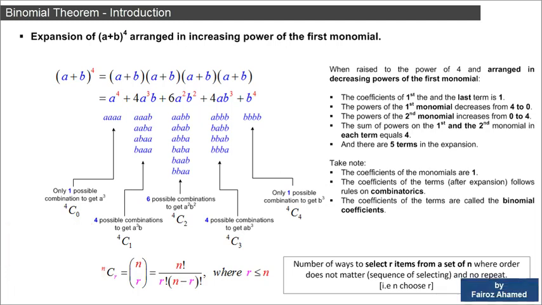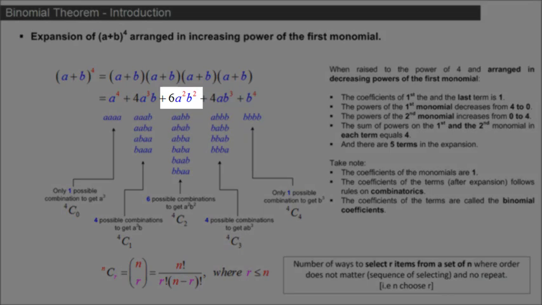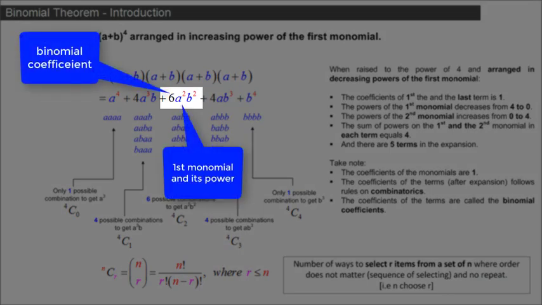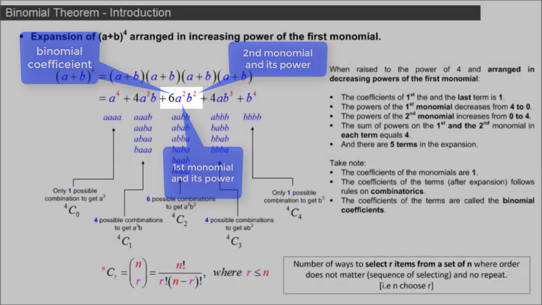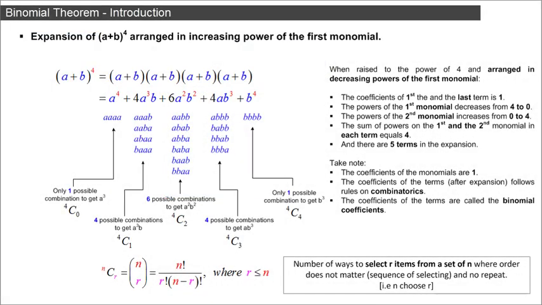From what we have discovered so far in this lesson, to obtain the terms in the expansion, we have to consider the contributions of the binomial coefficient, the first monomial and its power, and the second monomial and its power, for which a trend or pattern had just been observed. And we shall see the derivation of the general formula for the terms in the binomial expansion in the next lesson.